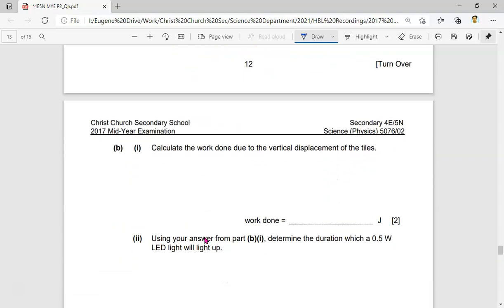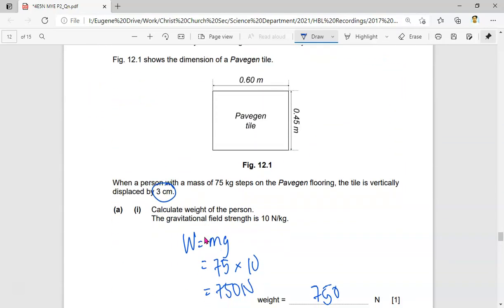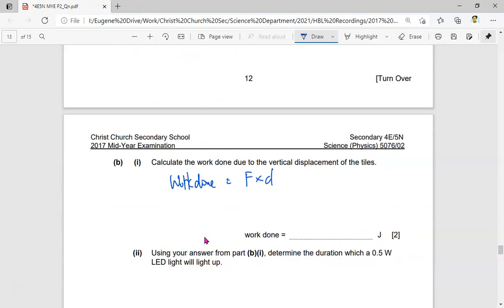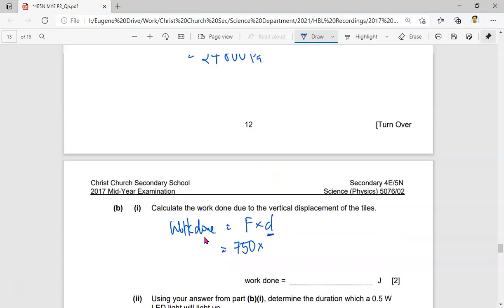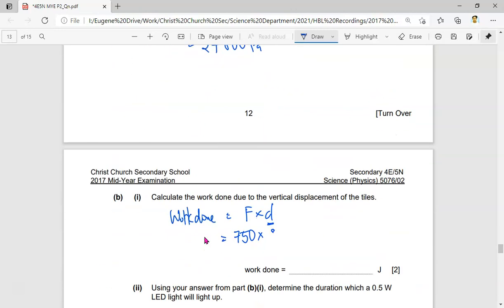Next one, calculate the work done due to the vertical displacement. So work done is equal to force times the distance. If you look at this whole question, the only force that you have calculated so far, or that you know, is the weight. Remember that the weight is a force. It is the gravitational force, to be more precise. So I know this is the force here, and definitely I need to use 750. Now, D stands for the vertical displacement. As mentioned in the question, it is 3 cm. So I'll multiply here by 3.